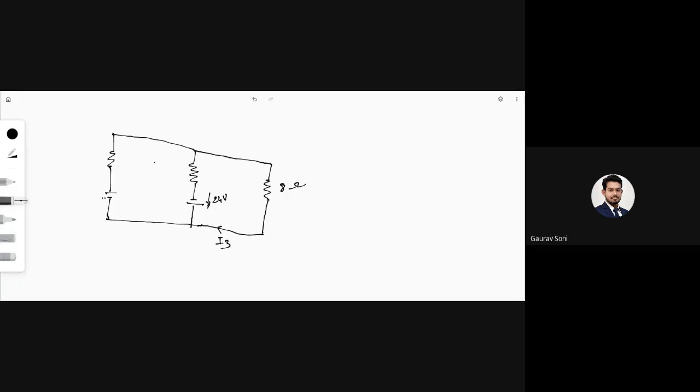I3, this is 12 volts, sorry, this is 4 ohms. This is 12 volts, plus minus, and the currents are I1. Here you have the other one, I2. Third one is I3. Yes. Please make a system of equations out of this.